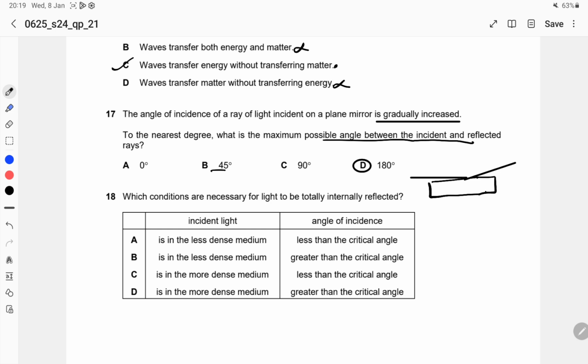We clear? Now, to be very frank, it is also not 180. It's less than 180. But yes, I can assume it to be 180 because all the other options are wrong. Now, the 18th one.